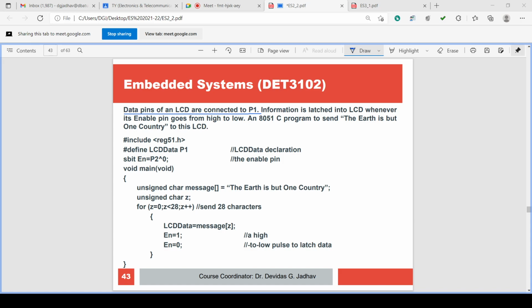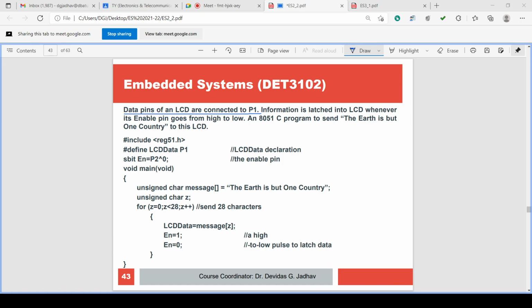And this variable voltage we can connect to the contrast pin to change the contrast of the LCD display module. So there is a contrast pin on the LCD display module. To that contrast pin we are connecting the variable voltage, and we are varying the voltage to vary the contrast of the LCD display. Okay, so this is the meaning of contrast.